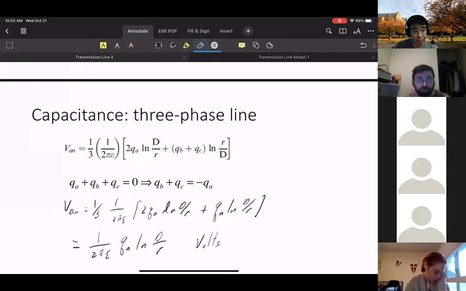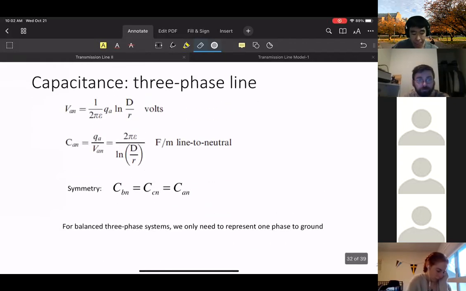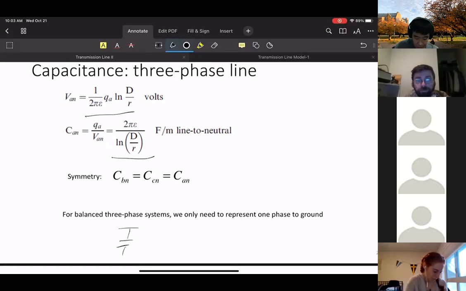And then we can get capacitance very easily. To get capacitance, we have VAN as this term, and capacitance as Q over V. You get 2 pi epsilon over log of D over R. This is just the way the equation comes out to be. And by symmetry, all the capacitances are equal. So if you look at three phase, the three phase becomes a single equivalent capacitor, and this capacitance is given by 2 pi epsilon over log of D over R. So we have a single phase equivalent circuit with this capacitance here.